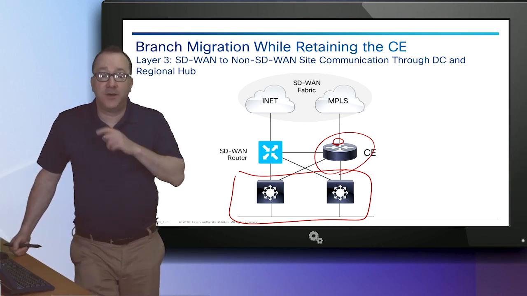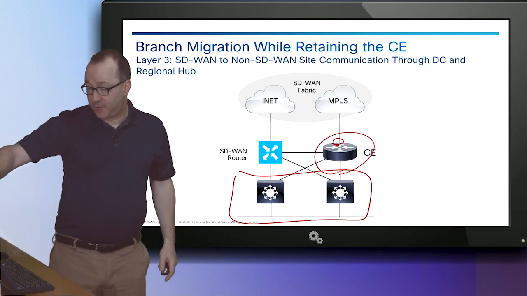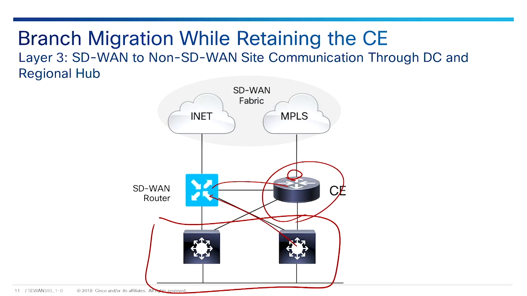You add and wire up the new SD-WAN devices shown in the slide. We're going to have a link between the two, and we're going to full mesh. We're going to have a link between the two core switches. The new internet connection is directly connected to the SD-WAN router.